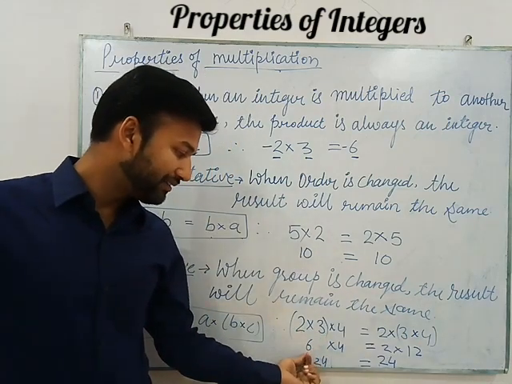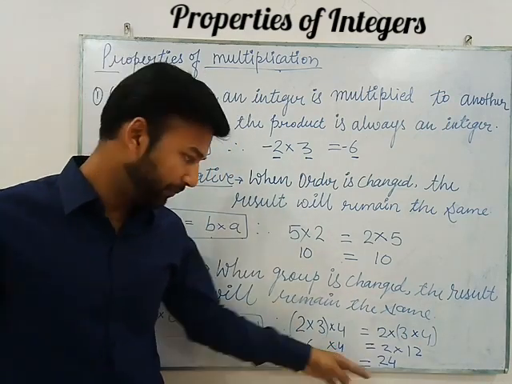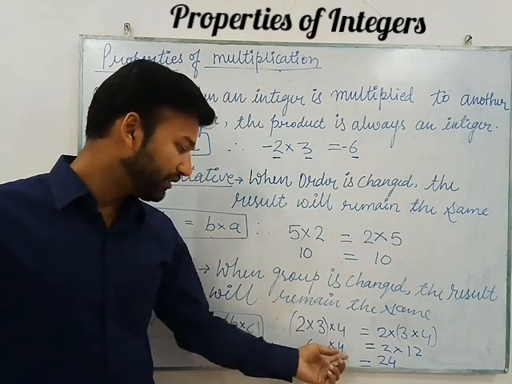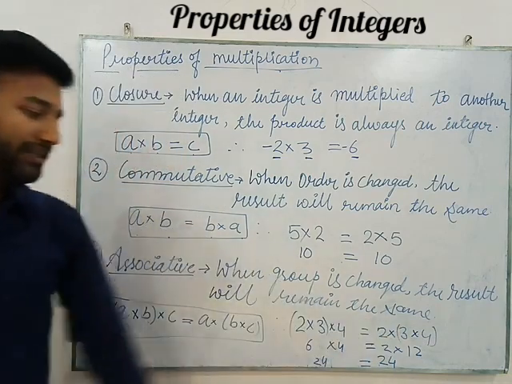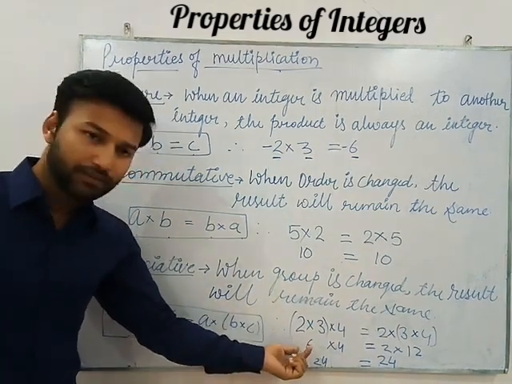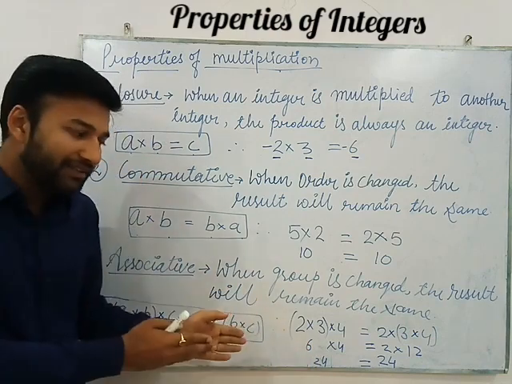So 2 3s are 6. 6 multiplied by 4 is equal to 2 multiply 3 4s are 12. So finally 6 4s are 24 and 2 12s are 24. So both are same. Group is changed. Answer is looking like different, but final answer is same.